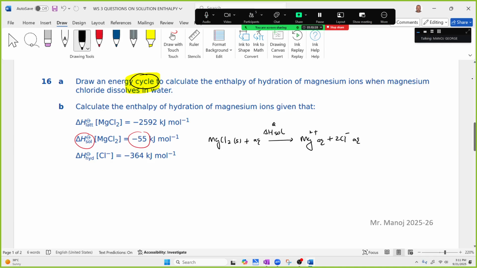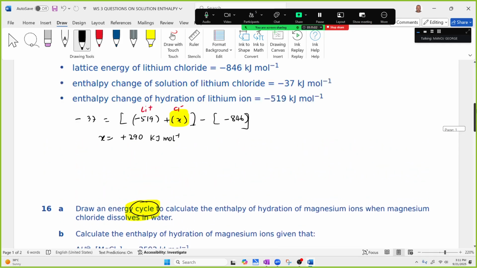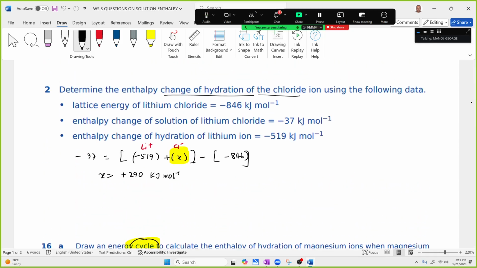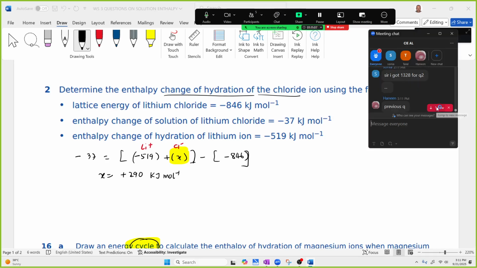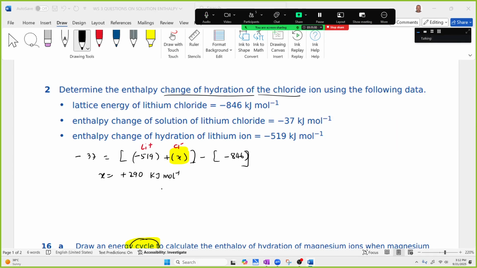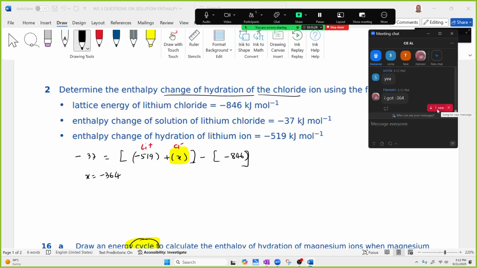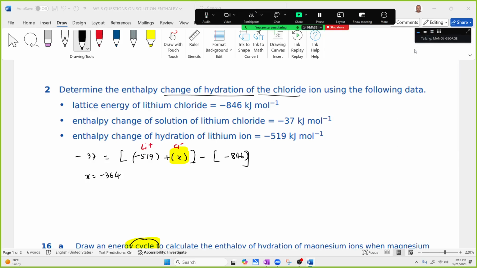Okay, guys, can we just check the previous question? There's a difference. Are you talking of this question? Is it not plus 290? Okay, so can we just cross-check this calculation? Sir, I got the same as Haneen in the previous question. Okay, what answer did you get? 300 minus negative 364. Negative 364. Is that correct, Haneen? Yeah, okay. It should be negative, obviously, because it is exothermic. Guys, rest of you, could you just confirm?